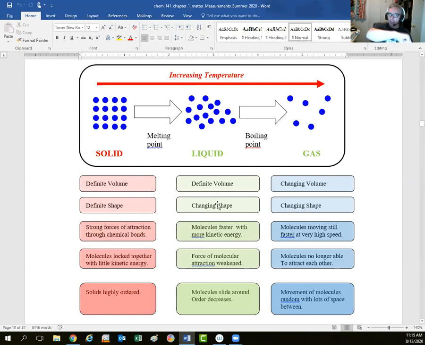You pour that 50 milliliters of water into a rectangular vessel, the water takes up the shape of a rectangle. You pour the water into a spherical container, then the water takes up the shape of a sphere. So we do have changing shape because the molecules can move around, but they're still tightly packed. I'm sure everybody's seen that.